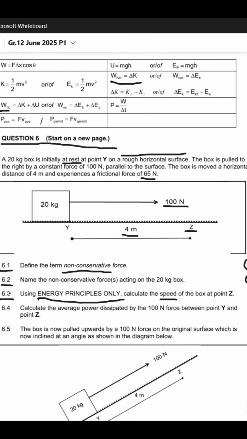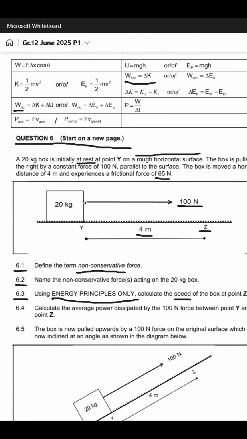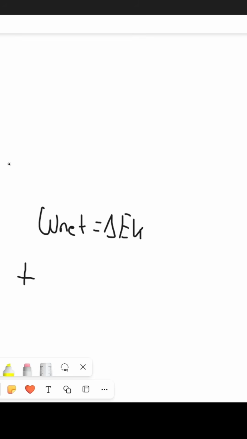Okay, so we've just written it down and we're seeing that 6.1 helped us with 6.2 and 6.2 is helping us with 6.3, because the two forces that are contributing to the work done in the system are the applied force and the frictional force. We don't have to look at the normal force and gravitational force. There also aren't any other angles to work with, which means we just have two forces that we're working with.